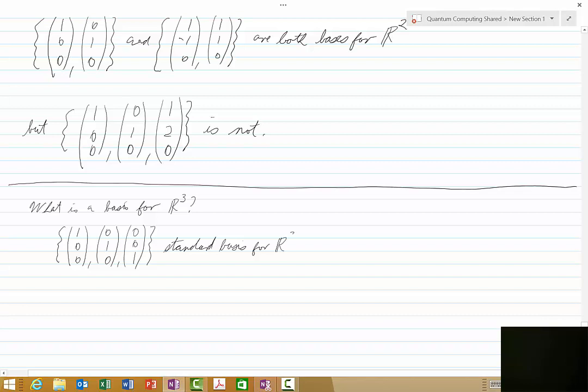And again, there are infinitely many bases for R3, but how many vectors are in every one of them? And the answer must be 3, because the dimension of R3 is 3. So I hope that that begins to make the idea of basis a little bit clearer. And now we will look at some problems concerning this notion.